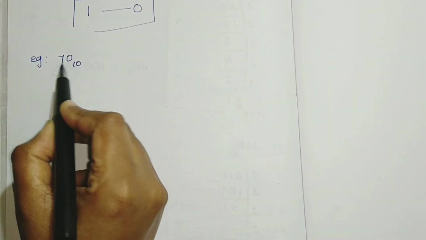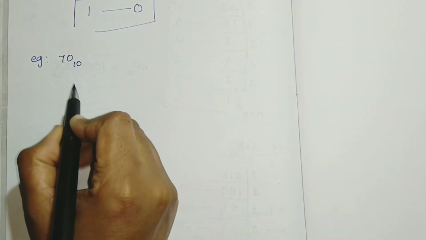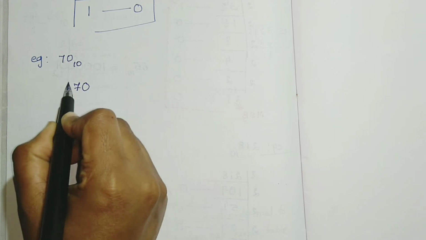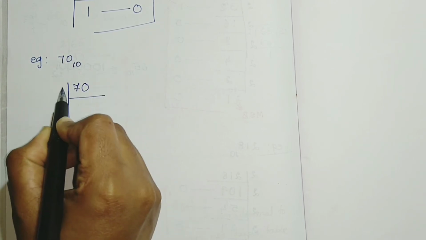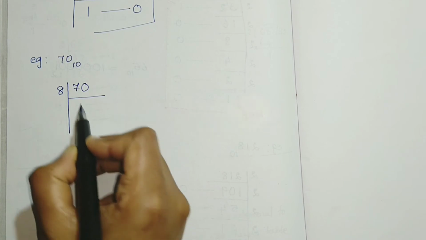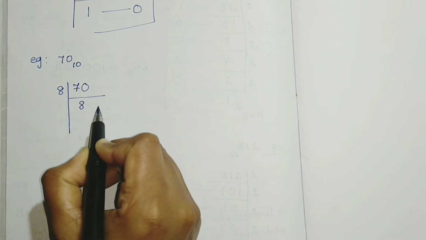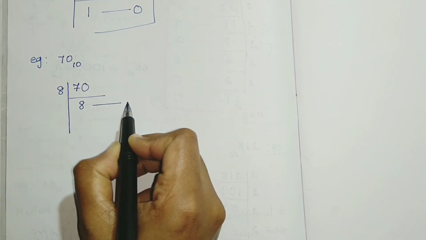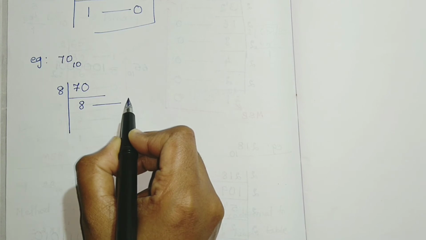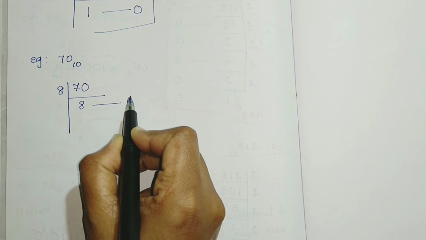So let's see one more example. Number 70 is the decimal number. You're going to divide it by 8 to get the octal number. 8 8s are 64. And what will be the remainder? Yes, 70 minus 64. The remainder is 6. You have to write the remainder as 6.